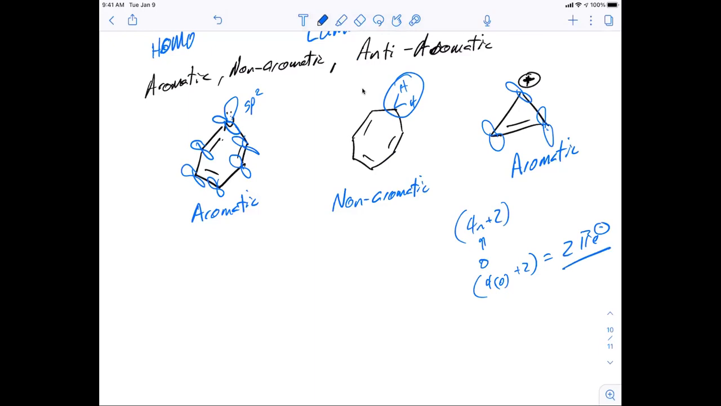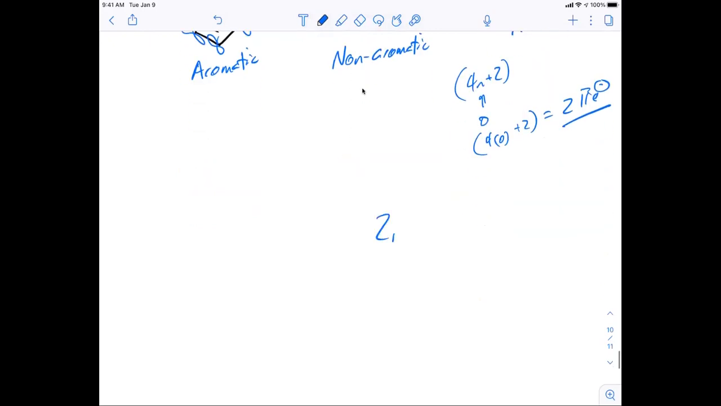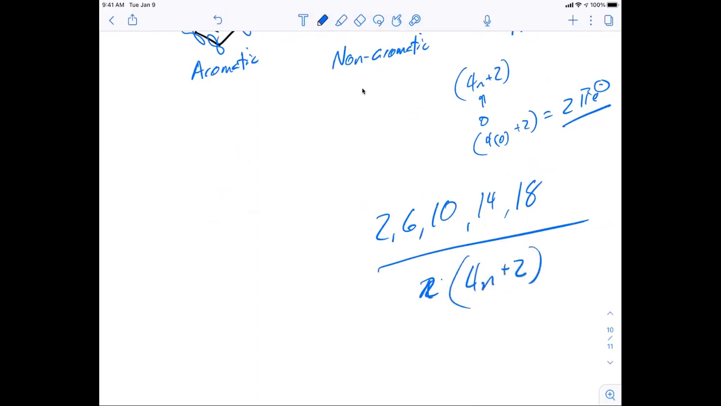Because two pi electrons is in that series. So the 4n plus 2 is just defining a series of numbers. So instead of remembering 2, 6, 10, 14, 18, right? We learned this formula, 4n plus 2. This 4n plus 2 is going to give us that series. Right. So if you knew 2, 6, 10, 14, 18, 22, 26, you get why we use the formula? Yeah. Okay. Other questions? Yes, sir.